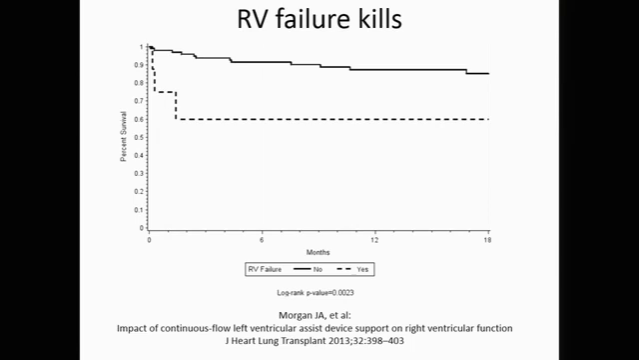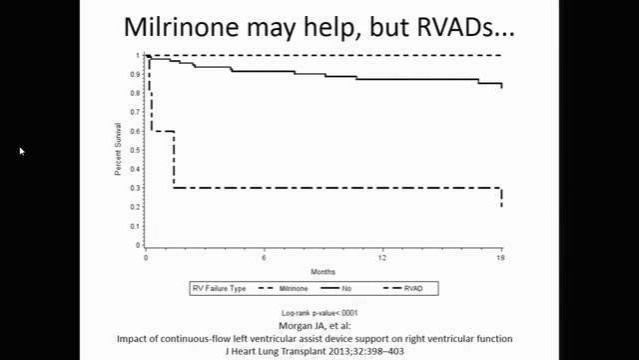This is a very nice figure from Morgan from just a couple years ago. And you can see this is the Kaplan-Meier survival curve in this study of people who have LV failure, and you can see it's pretty darn good. It's 85% at 18 months. Whereas if you look at the people who have RV failure right here, 40% of them dead within 60 days. RV failure is a highly fatal surprise complication of inserting these devices.